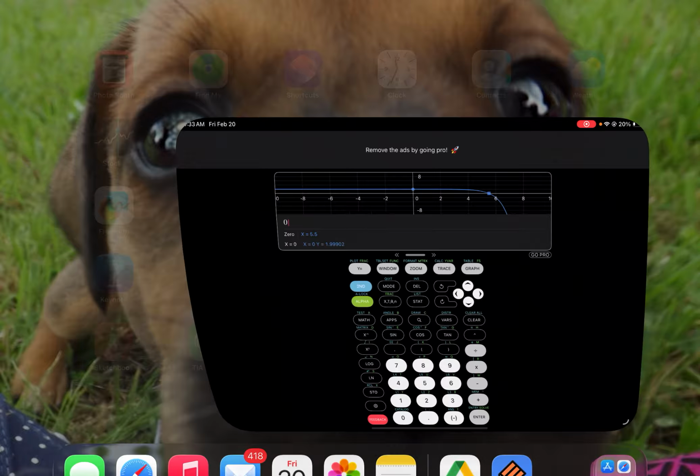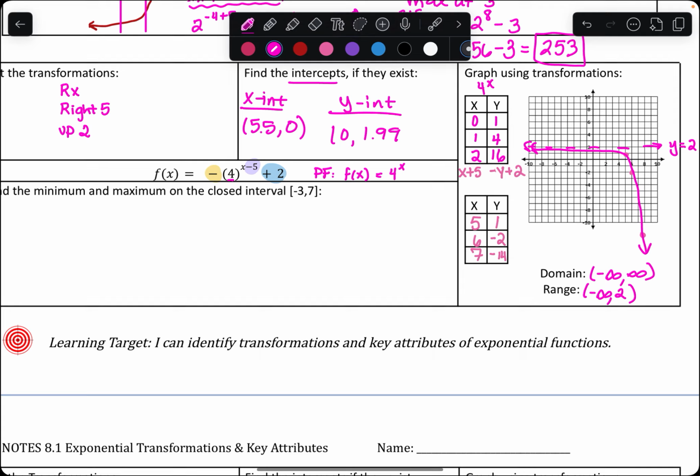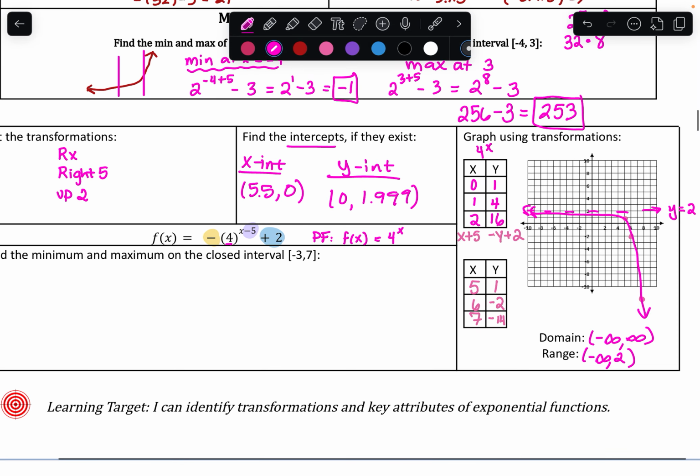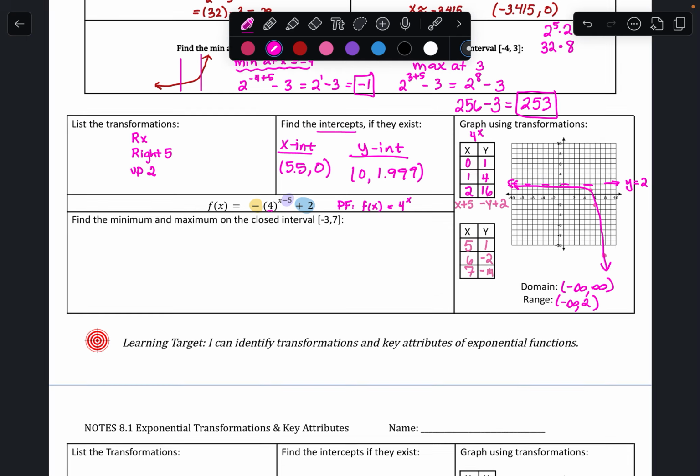And let's see, what was the third decimal place? 1.999. Exciting. Okay, you can also calculate the y-intercept algebraically at this point. You literally just plug in the 0 for x. If you plug in 0 for x, you get -1 over 4 to the 5th power plus 2. -1 over 4 to the 5th is really close to 0, so I recommend using your calculator for that one.